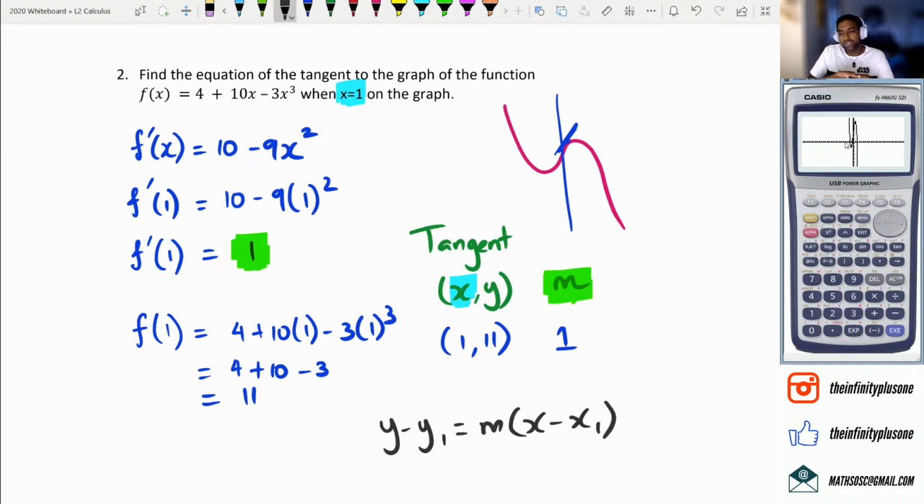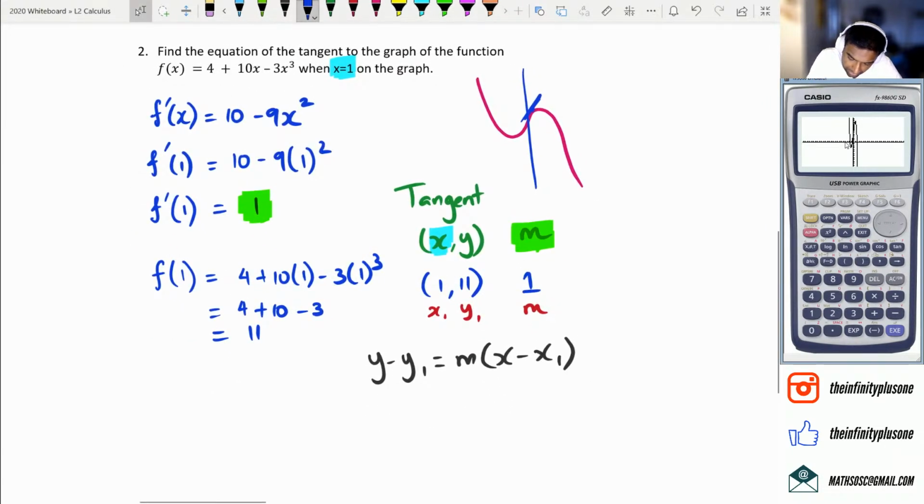You could also use y equals mx plus c, and you still end up with the same answer anyway. So it's no big deal. You can use either one of them. All right, so I'm going to work with this one, which means I've got x1, I've got y1, and m.